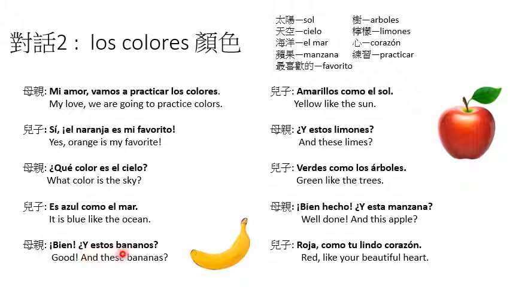Bien, ¿y estos bananos? Or you can say plátanos, right? Bananos is another word for bananas. Amarillos, como el sol, right? Yellow like the sun. ¿Y estos limones? And these lemons, we haven't learned this, that, these, those yet in Spanish, right? We'll learn that soon. Maybe next week. Verdes como los árboles, right? Green like the trees. All right. And I think you understand the nature of this dialogue.